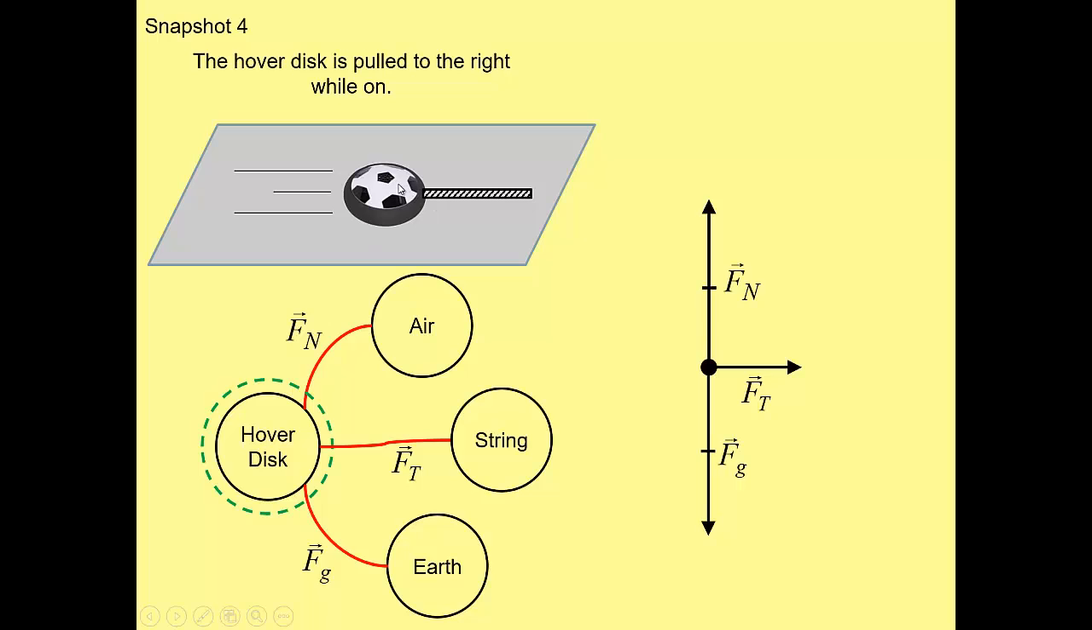Well, did the hover disk have a constant velocity or a changing velocity? Yeah, it was speeding up, right? So it had a changing velocity. And are these forces balanced or unbalanced? Well, the normal force and gravity are balanced, but there's nothing to balance out the force of tension. So these are unbalanced forces. You see the pattern? Well, let me help you here.